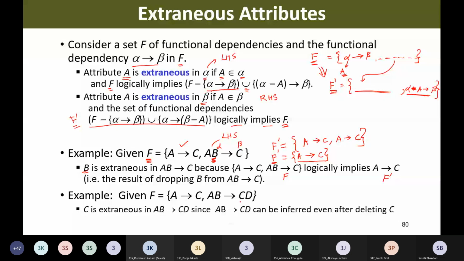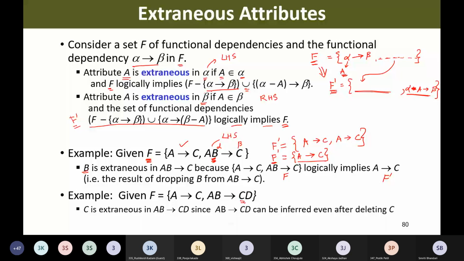So how I am going to form this new set F dash? This new set F dash is A to C and AB to D. This is my new set. Why? Because I am testing for this C. So simply what I am going to do is I am going to omit this attribute C from RHS now. And whatever remains will become my F dash, new set.